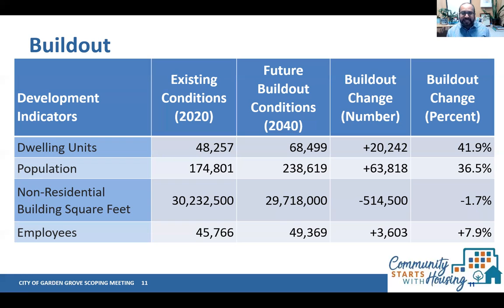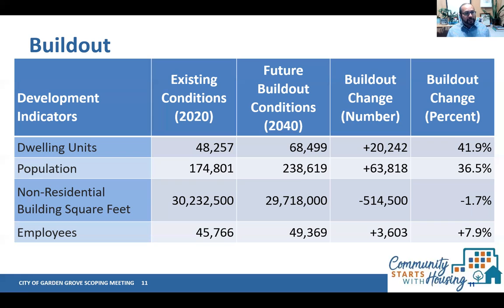Population goes up roughly the same percentage. There is a lower number because we incorporated accessory dwelling units, and that has a lower number of persons per household for smaller accessory units and more multifamily type units.